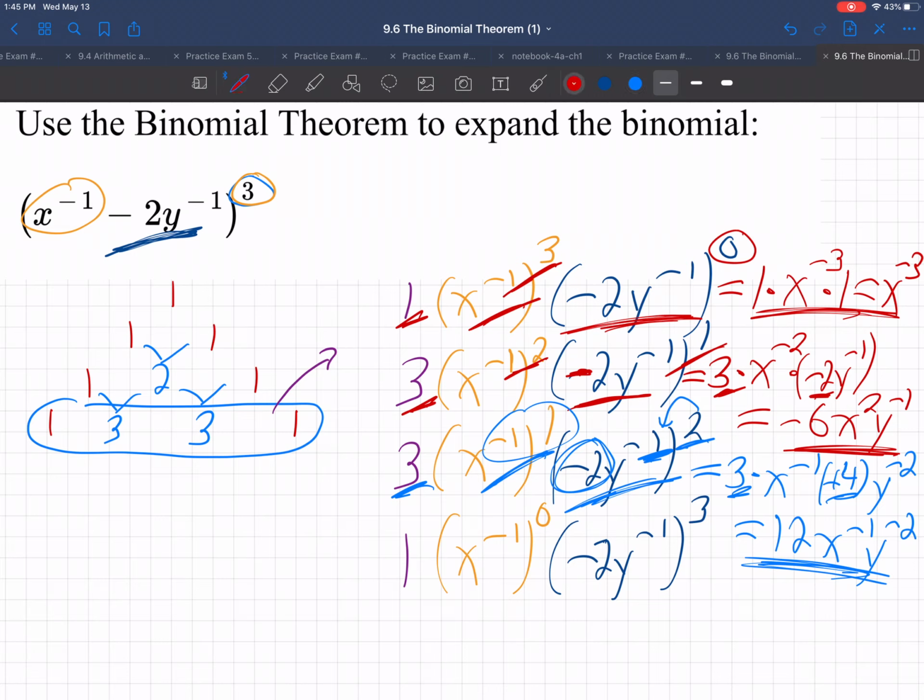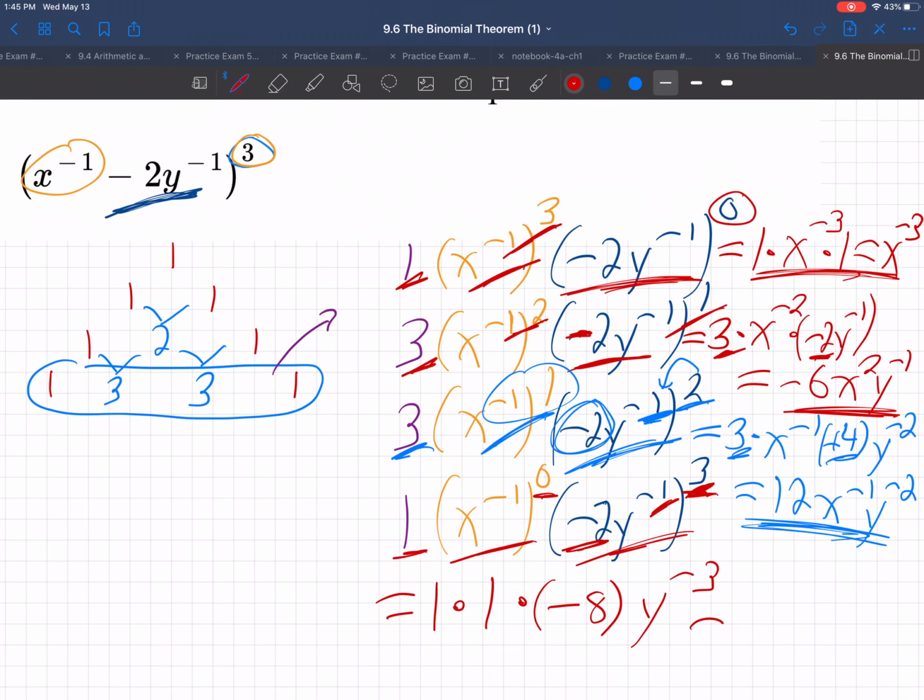And finally, we have the fourth term. I'll do it down here. It's going to be 1 times anything to the 0 power is just 1. And this is to the third. So minus 2 to the third is going to be minus 8. Right? 2 times 2 is 4 times 2 is 8. It's negative. 3 negatives make negative. Y to the minus 3 because powers inside and outside parentheses multiply. So multiply those together. 1 times minus 8 is just minus 8, y to the minus 3. There is the fourth term.